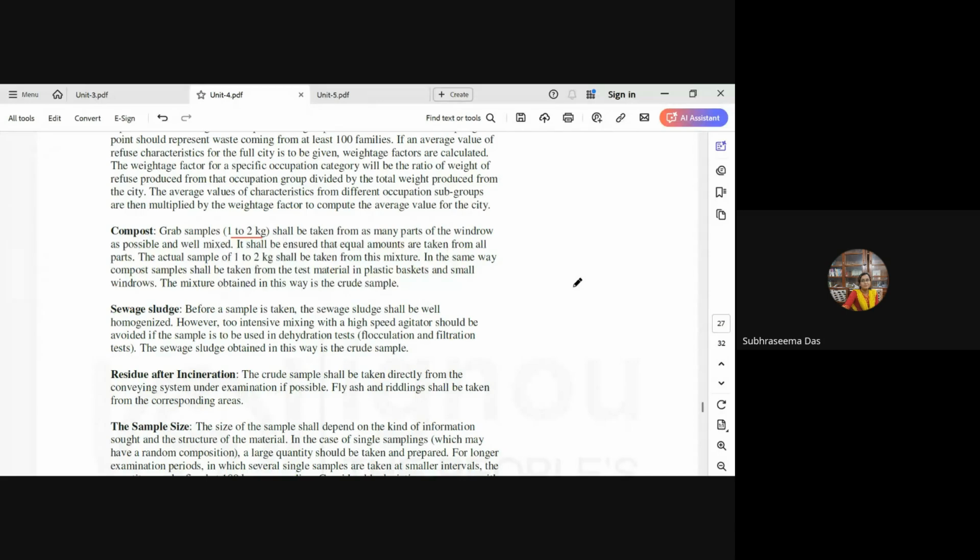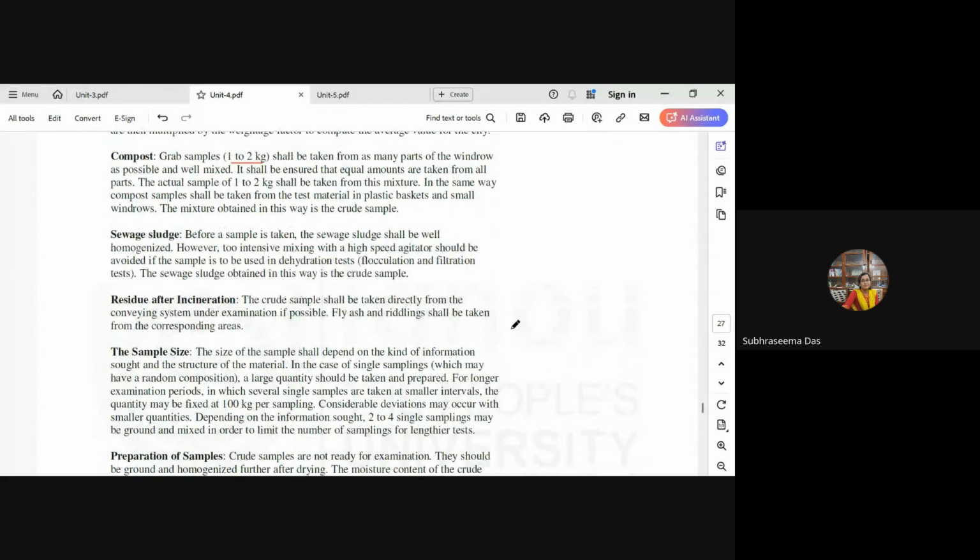Then sewage sludge. Before collection of the sewage sample, it should be well homogenized first, and this homogenization should be done with a high speed agitator. After it has been mixed properly, it is subjected to dehydration to remove the water from the sewage sample, and then it can be stored and serves as the crude sample. This is how we collect sewage sludge.